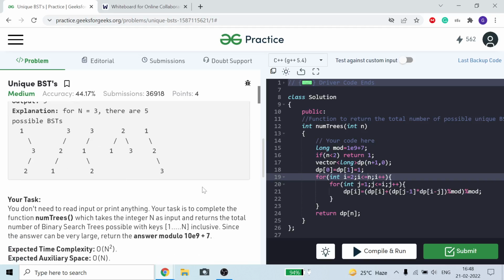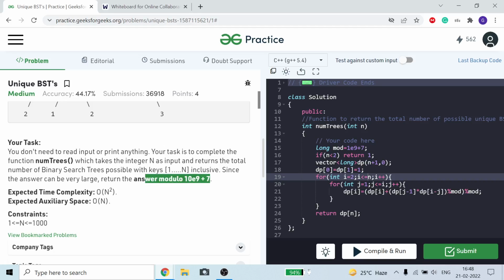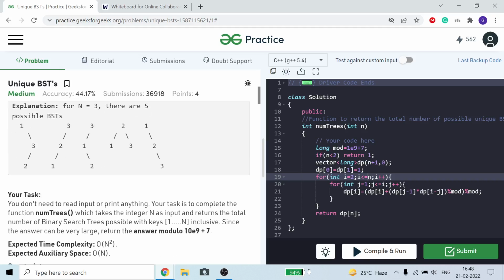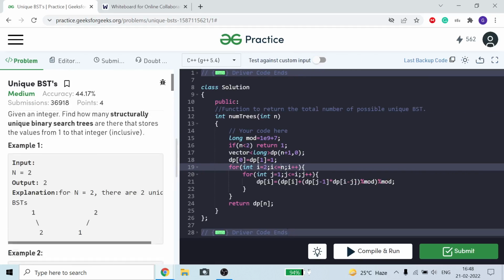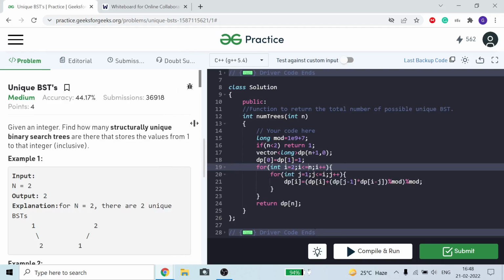So now how will we do it? We have to return our answer modulo 10 raised to the power 9 plus 7. It is 10 to the 9 plus 7 actually; it is just a written mistake. So guys, how will we do it?